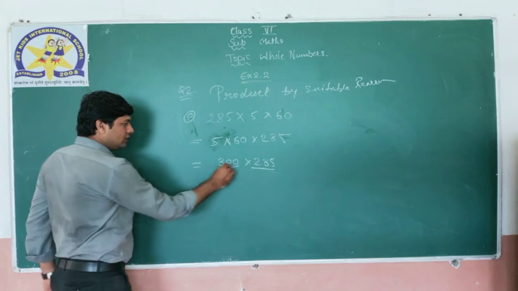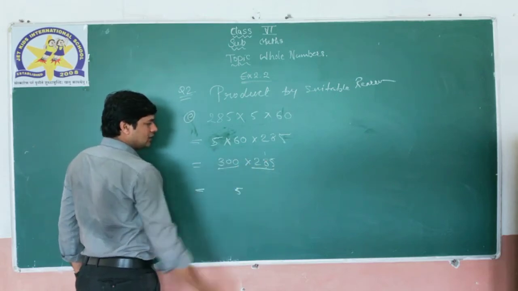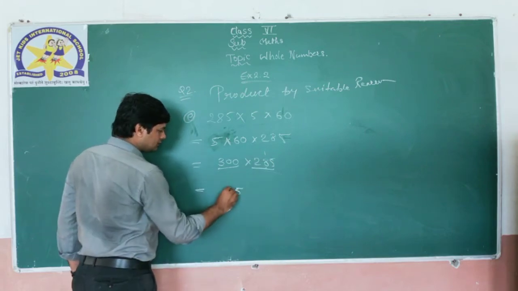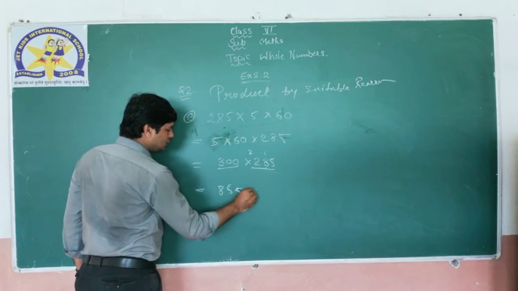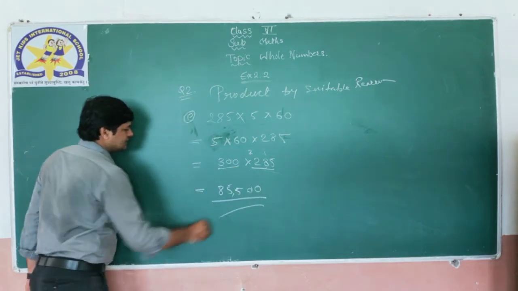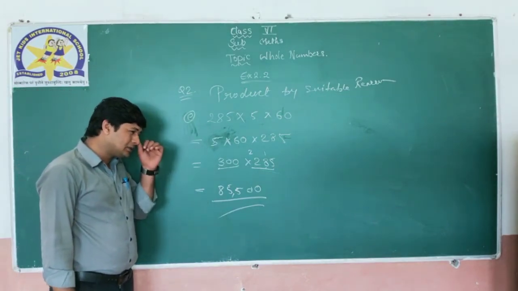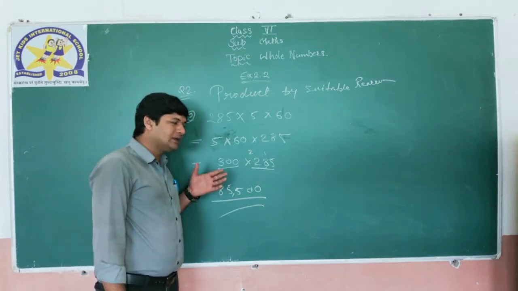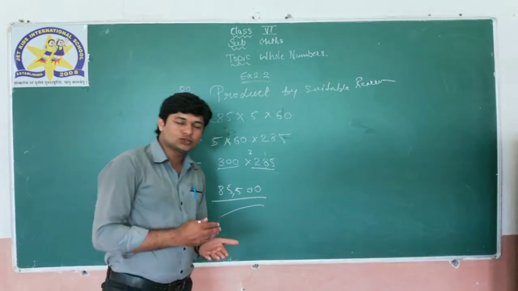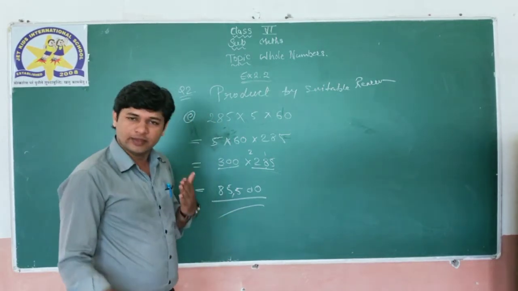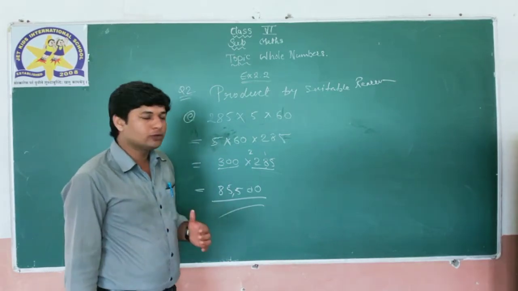Right? So 3 5s are 15, carry 1, 3 8s are 24 plus 1, 3 2s are 6 plus 2, add 2 zeros. This is our answer. Clear? So I hope you understood how I did it. We are doing it like this because we need to increase our calculation speed. That's why we are taking so long to solve just 2 questions in this video. Why? Because we need to increase our calculation speed.